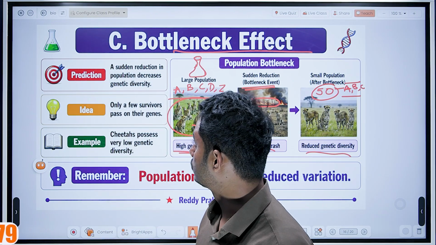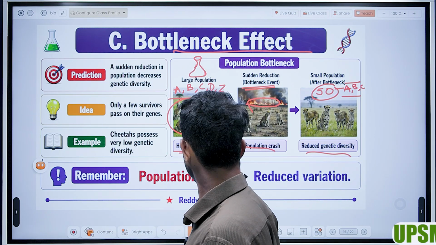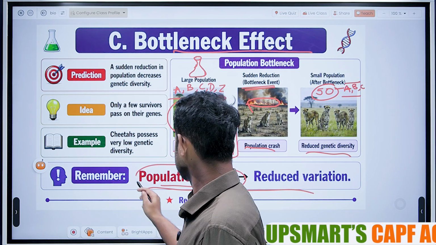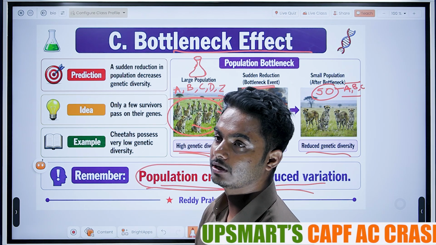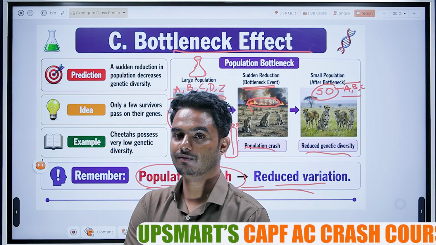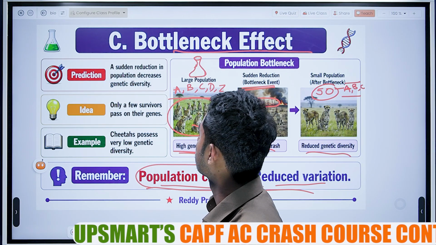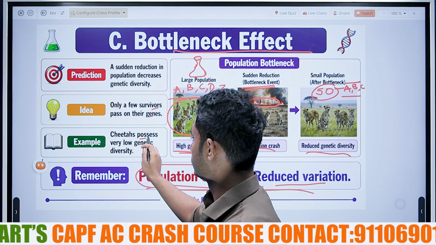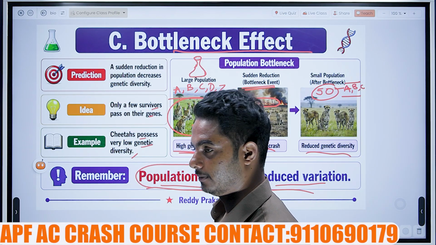Understood what the bottleneck effect means? With an example, easy. Population crash happens, that is called as bottleneck effect. That will lead to reduced variation. Variation will become lesser. Only few survivors. Cheetahs possess lower genetic diversity. Example. Easy.